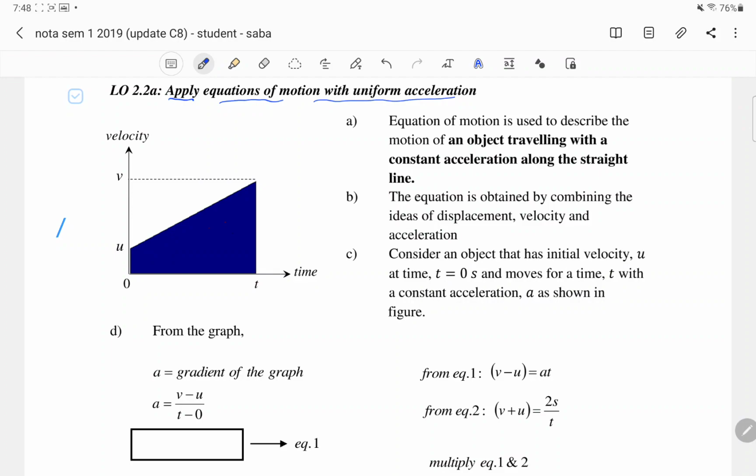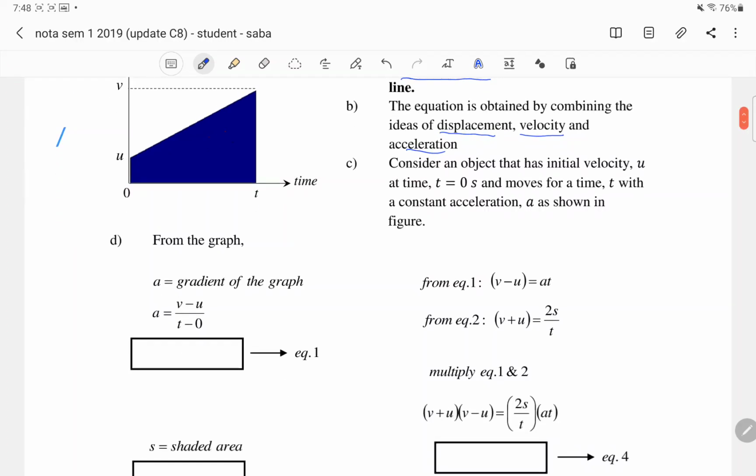Alright. So here we have the equations of motion, which are used to describe the motion of an object traveling with constant acceleration along a straight line. The equations combine the ideas of displacement, velocity and acceleration.